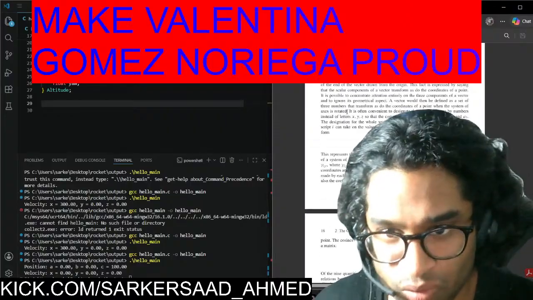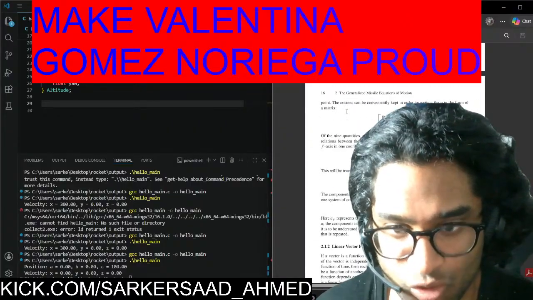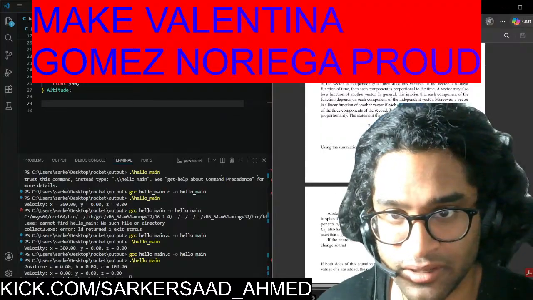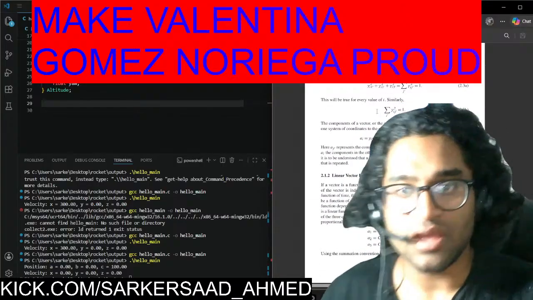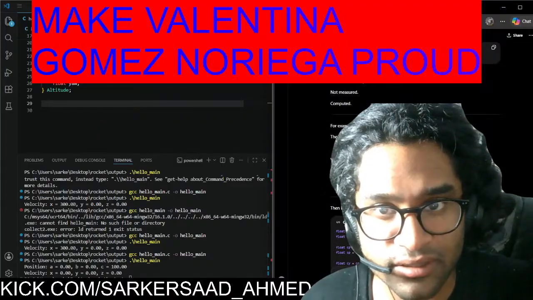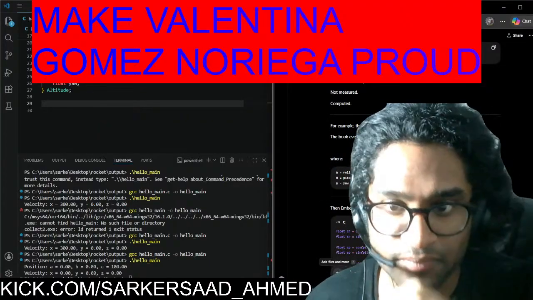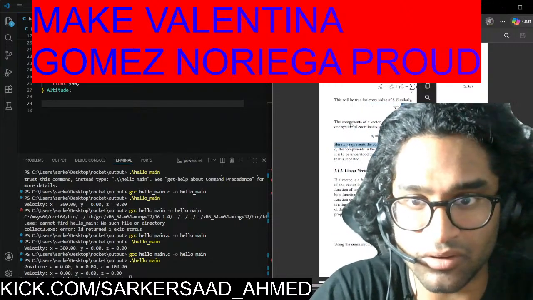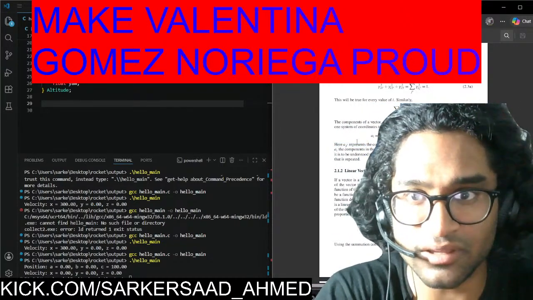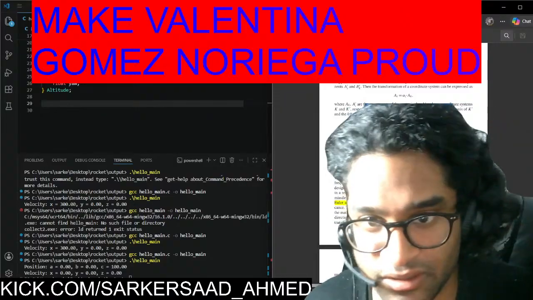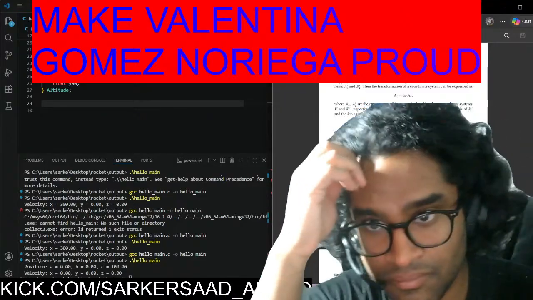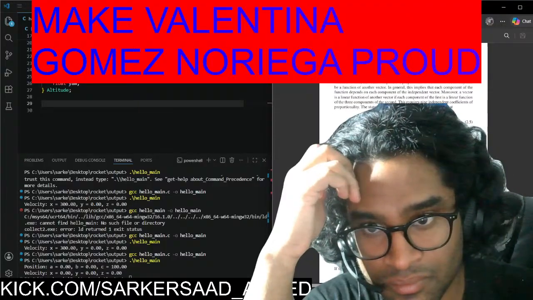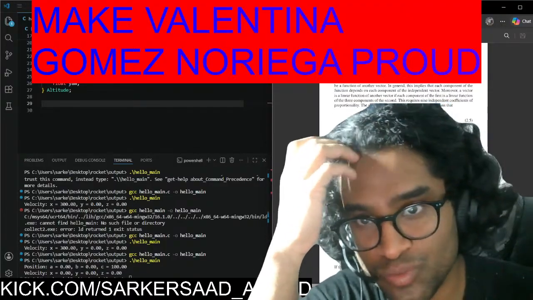Wait, then what does 2.1.1 explain? 2.1.1 is just a summary of everything. Now, what does 2.1.2 explain? Okay, where's the Euler angle? Where is the Euler angle there? Then what's with 2.1.2?